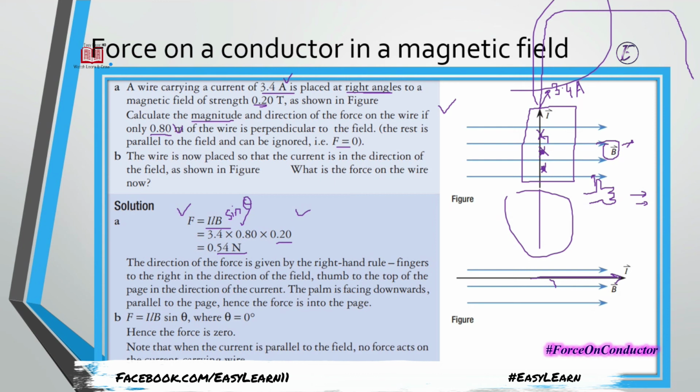We ignore it earlier because sine 90 is equal to 1, but we have to consider it in this case, because the wire is not perpendicular and we have a theta. When theta is 0, sine 0 is 0, the whole term becomes 0, and 0 multiplied with the rest is also 0. So the force here is 0. Note that when the current is parallel to the field, no force acts on the current carrying wire. So how can we find the direction? We cannot find the direction in the second case.